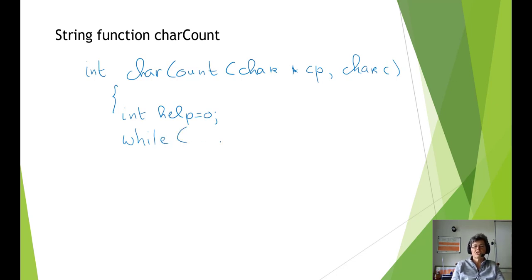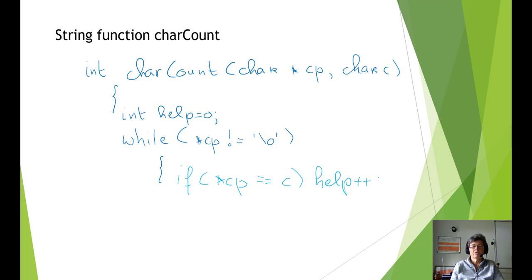And then how can we see when we end? Well, of course, if we have the end of string. So while this content we're looking at this moment is not end of string, then there's something to look at. So then we check. If we found a character C, then we have to increment help, and otherwise we'll just continue looking. So if the one currently under investigation, star CP, equals this character we're looking for, then we say help plus plus, we found one.